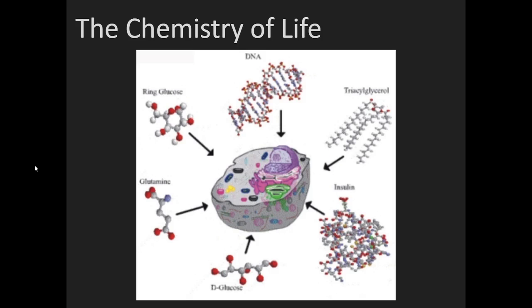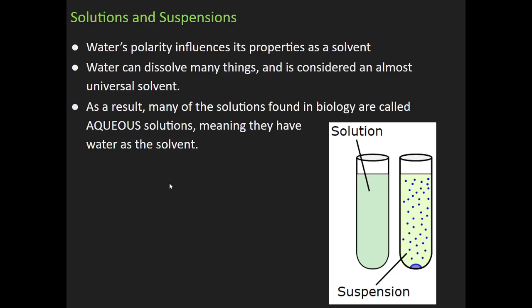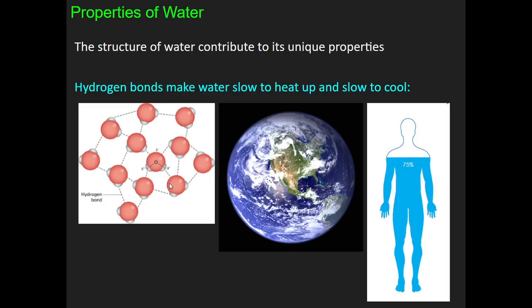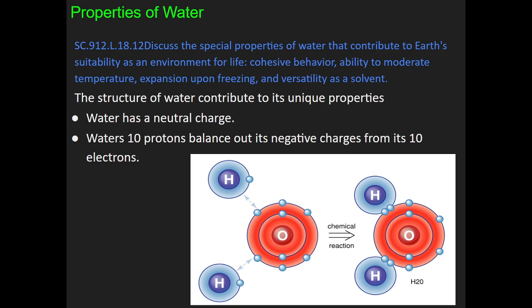So as a result, just a quick review, the structure of water has one oxygen and two hydrogens. The hydrogens are not evenly placed across the oxygen. They are kind of pulled to the side a little bit. That gives it a positive and a negative structure called polarity. The polar nature of water gives it all of its characteristics, and the best way to do that is to review it by looking at the standard.